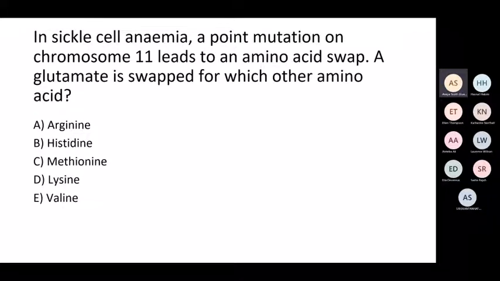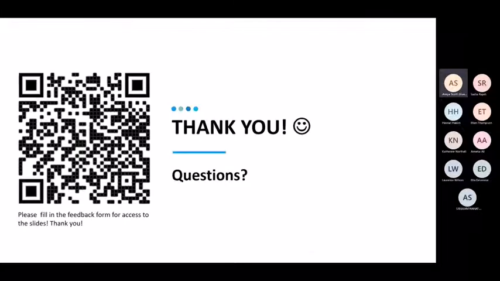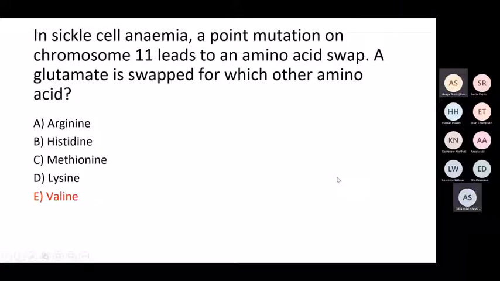In sickle cell anemia, a point mutation on chromosome 11 leads to an amino acid swap. Glutamate is swapped for which other amino acid? This is just one you've got to remember, but people are answering quite quickly, so I think you all know. Okay, maybe I'll give it 10 more seconds. I feel like this is one you either know or you don't. So yeah, everyone so far has got it right. The answer is E, which is valine. It's just one you have to memorize. There's not really any fun way of remembering it.